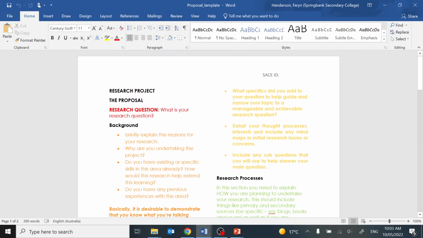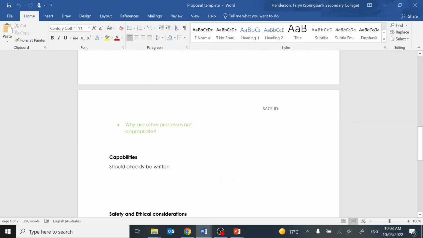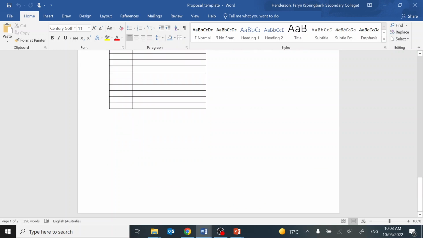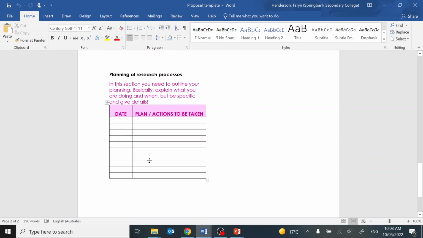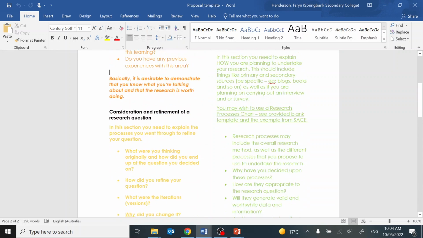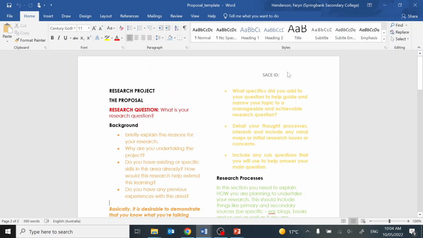And again, research processes, it's basically stuff I've already said, so I'm not going into too much detail. You can use this if you want. Again, you don't have to, but I've got date, plan, or actions to be taken, and that is there if you wish to use it. Please make sure your SACE ID always occurs on top of it. Do not put your name on any of this work. It has to be your SACE ID. Okay, so that is that one.